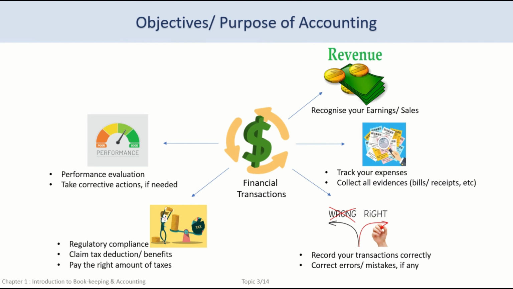Finally, the last objective of accounting is to report the actual business performance to the relevant authorities. The relevant authorities can be the owners, either a single owner or all the partners in case of a partnership, or all the shareholders and directors in case of a company, or all the members in case of a trust or club or charitable organization.